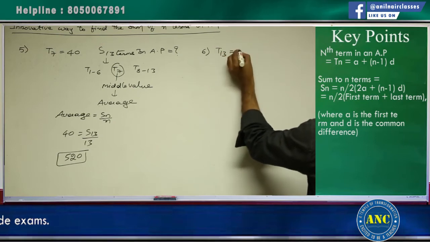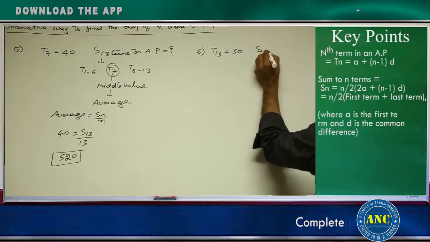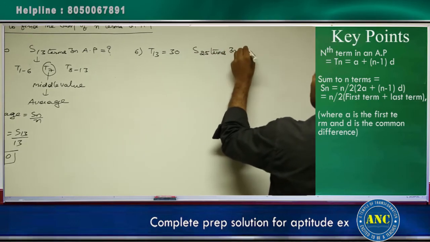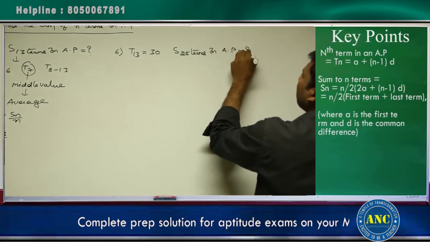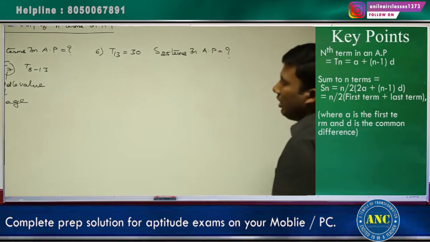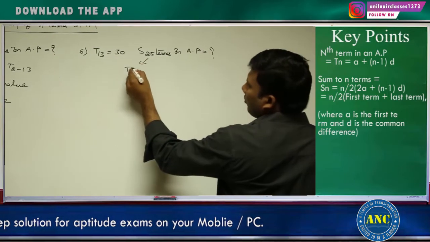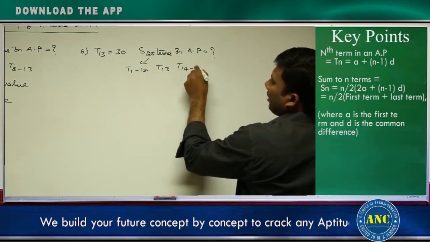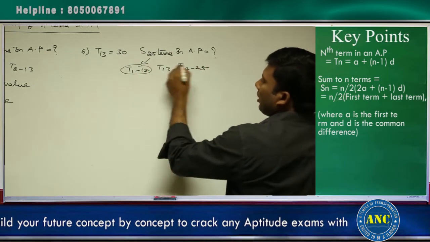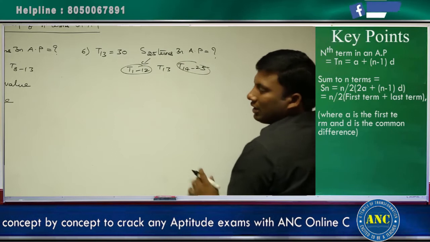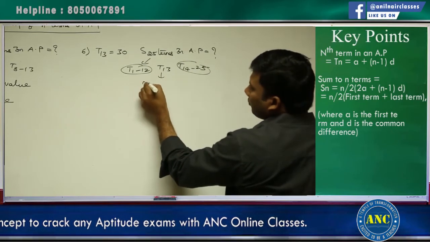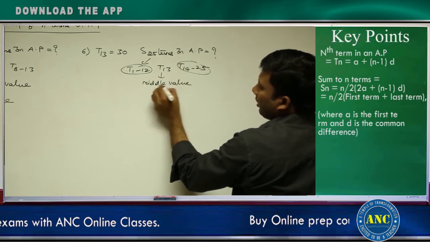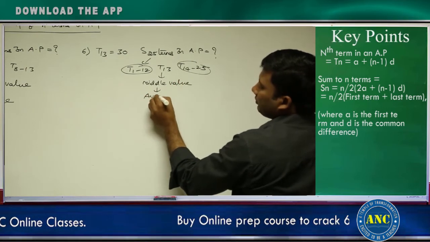T13 is equivalent to 30. The sum of 25 terms in an arithmetic progression: 12 to the left, 12 to the right. What is T13? It is the middle value. The middle value is nothing but the average.